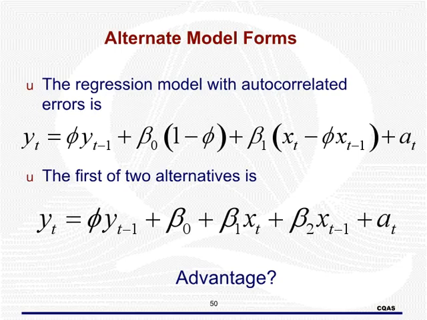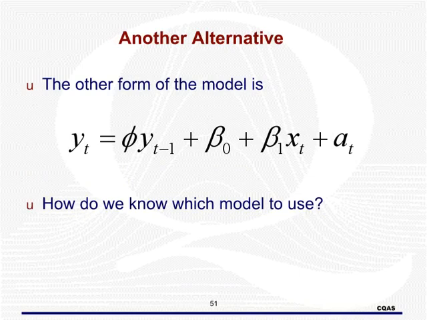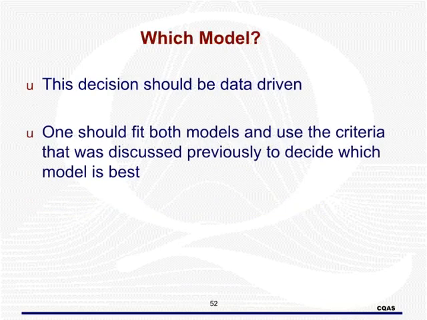Some alternative models for first-order autoregressive errors have been suggested. The first one is given on the slide. Can you see the advantage here? Here is the second alternative. We need a way to figure out which model we should use. The decision should be made based on the data. So we will fit both models and choose the better model based on the fit and variability.